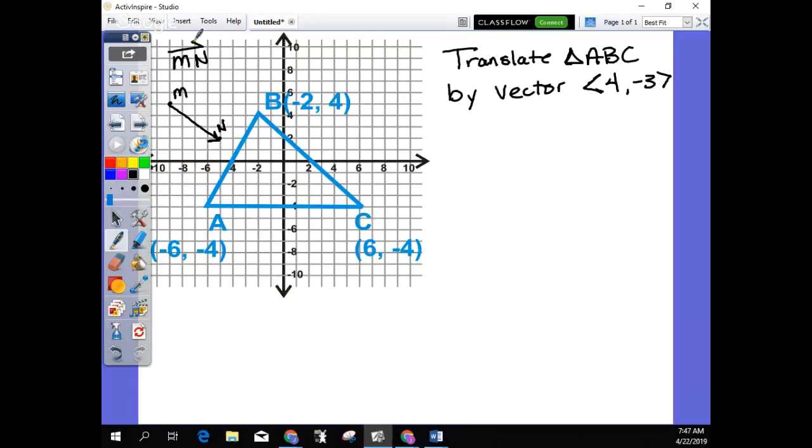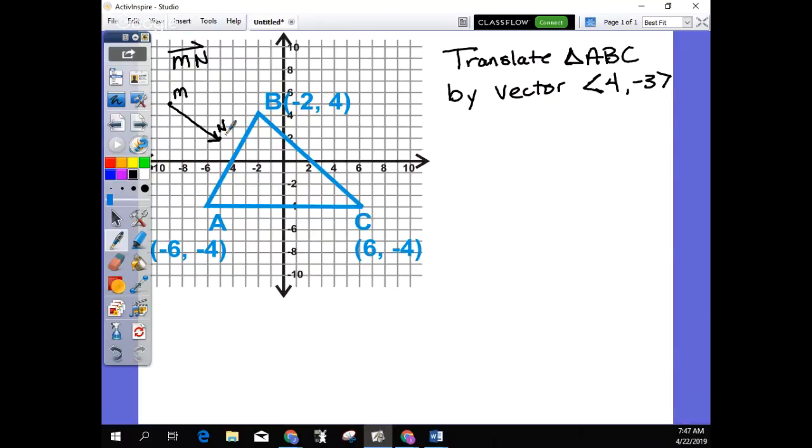Now, if I wanted to go backwards, if I wanted to undo that vector, I would want to go exactly the opposite direction. I want to go -4, +3. That would undo vector MN. In fact, that would be called vector NM. All right, so it slides it back to its original position.